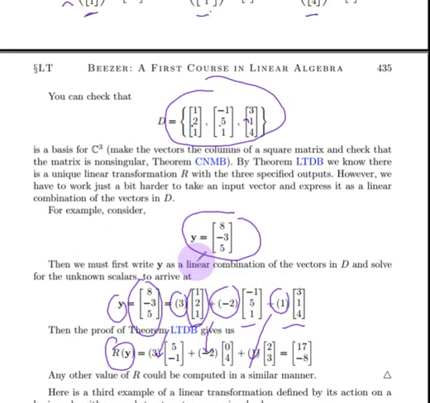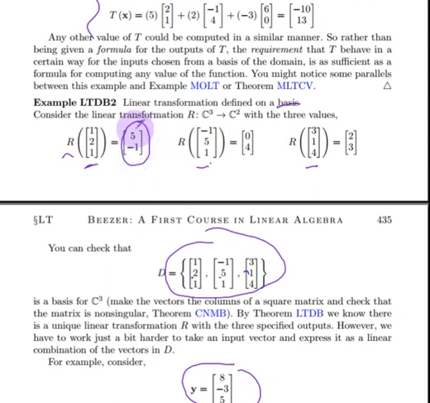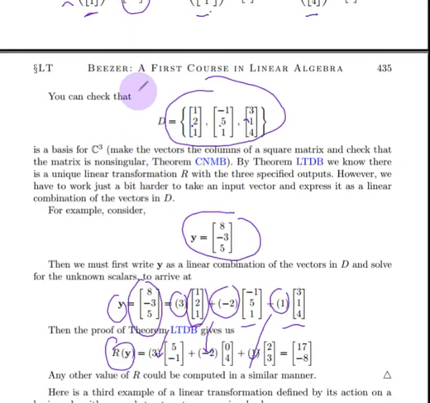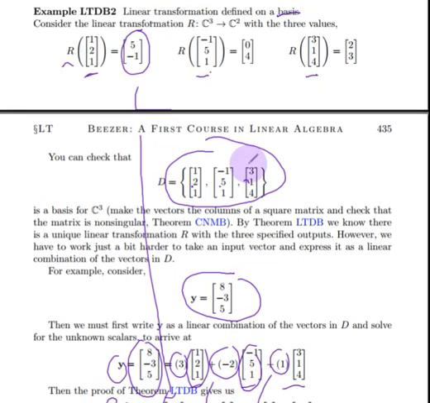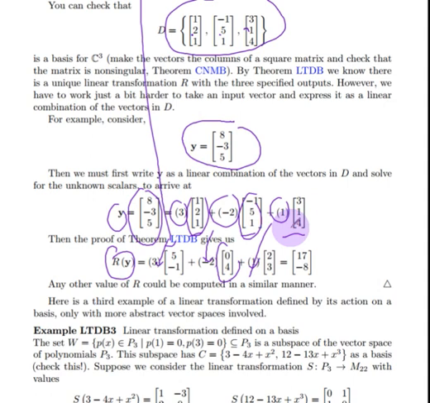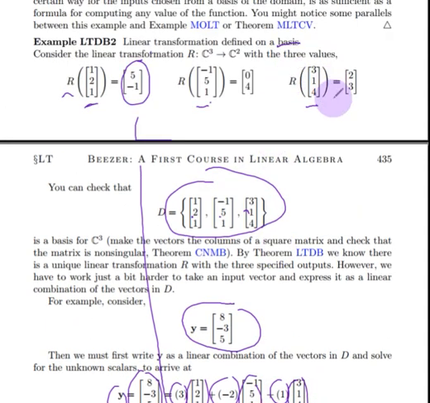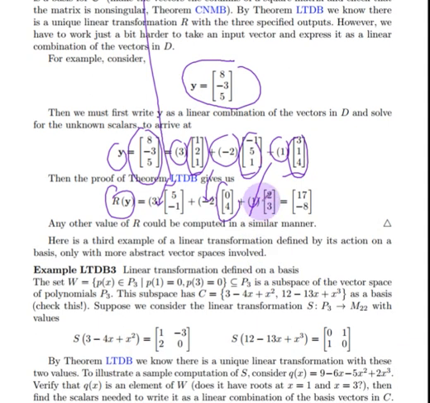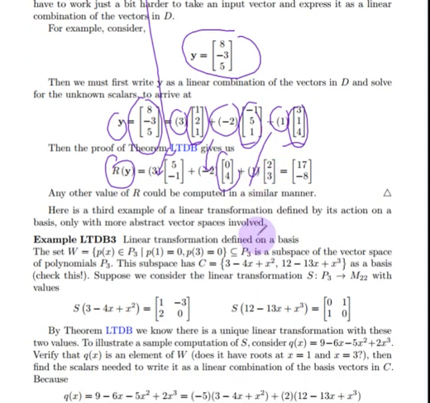I know that 1, 2, 1 maps to this vector, so that's what I put in here. I know that minus 1, 5, 1 maps to 0, 4, so that's why the 0, 4 is here. And I know that 3, 1, 4 maps to 2, 3, that's up here. So that gives me the result.